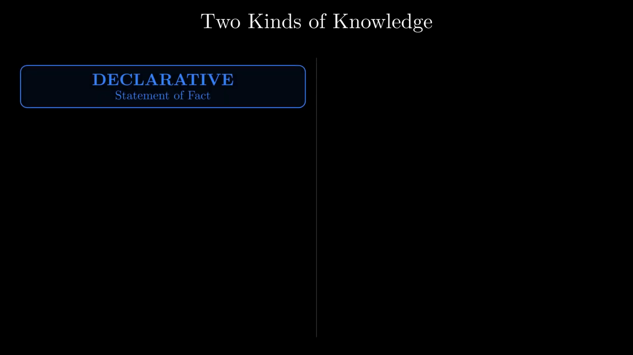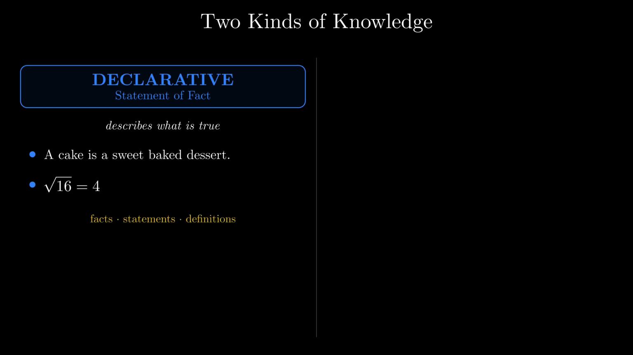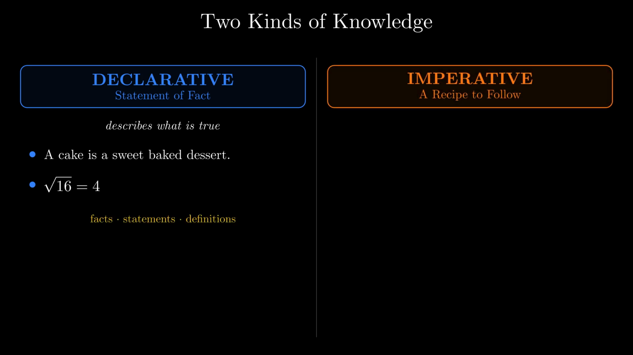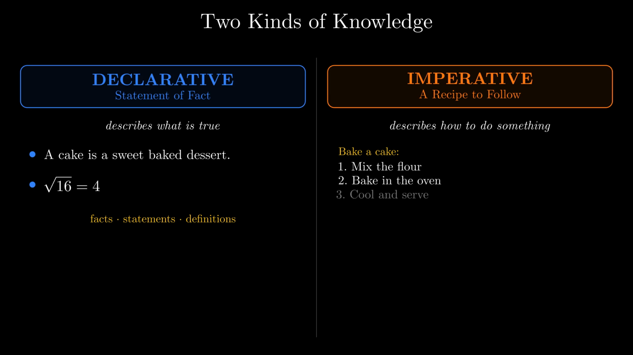Two kinds of knowledge live in the world. Declarative knowledge describes what is true. A cake is a sweet-baked dessert. The square root of 16 is 4. These are facts, statements, definitions. Imperative knowledge describes how to do something. Preheat the oven, mix the flour, fold in the eggs. Start with a guess, check it, refine it.